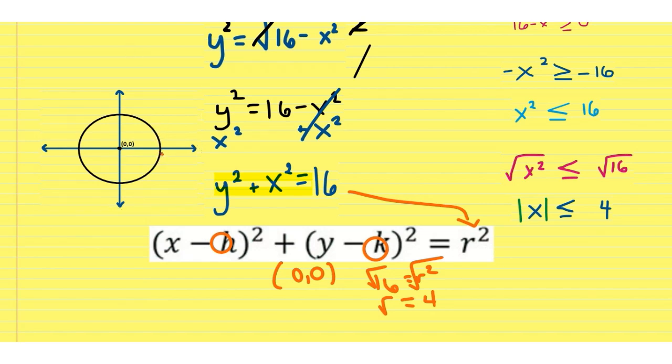This number here is going to be a 4, and this is going to be a negative 4, actually. This is going to be a negative 4, and this up here will be a positive 4. So that's the circle, and the center of it is here at 0, 0.